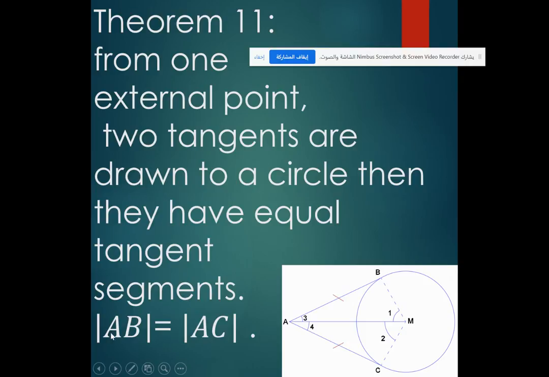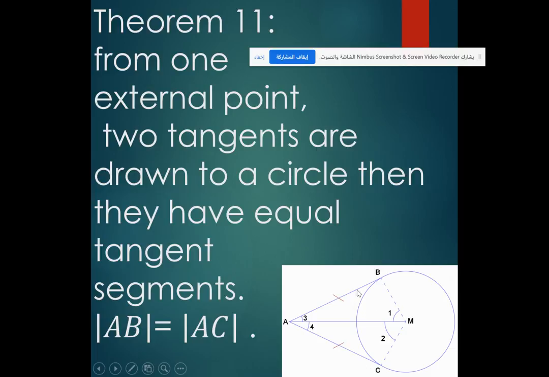For example, we can say that if AB equals 3 centimeters, AC also equals 3 centimeters. And that will make the triangles AMC and ABM congruent because all sides are equal. Here, BM starts from the center M, so we call it a radius. And MC starts from the center M, so we call it a radius. And the two radii are equal. And these two tangents are equal.